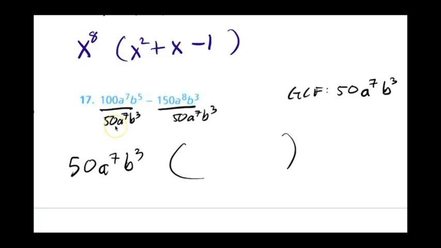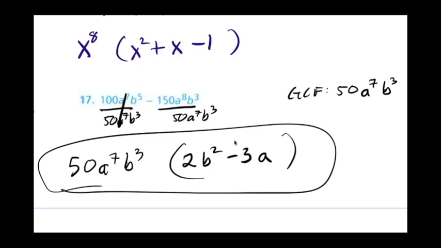100 divided by 50 is 2. All the a's went away. 5 minus 3 is 2. You had 5 b's and you took 3 away. b squared. Negative 150 divided by 50 is negative 3. I had 8 a's. I took 7 away, so there's only 1 left, and all the b's went away. And there you go. That's how you factor, and that's the lesson.